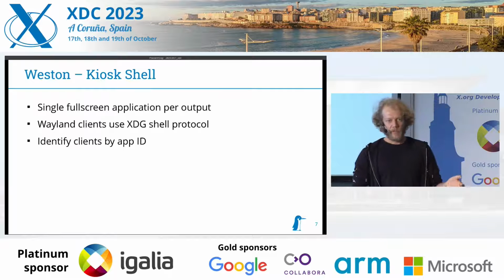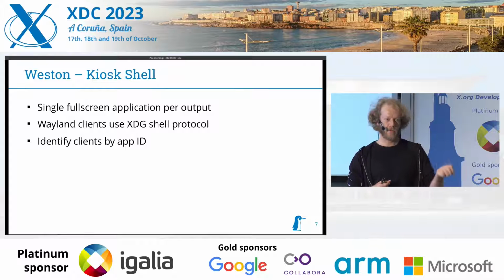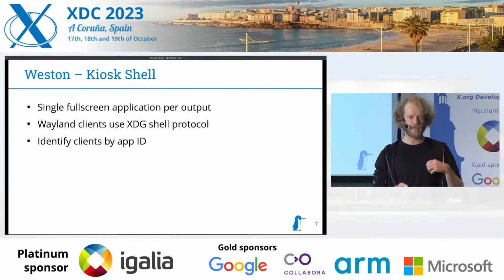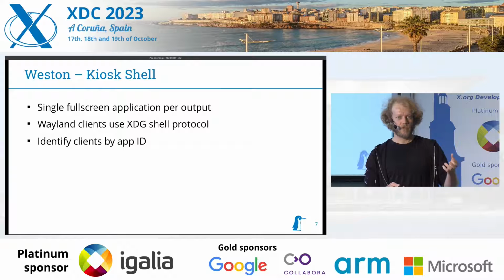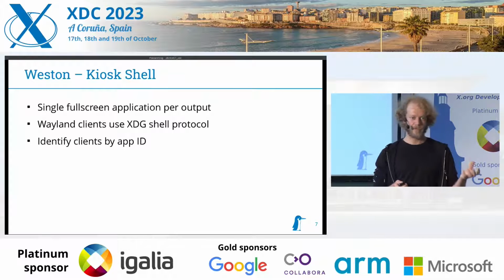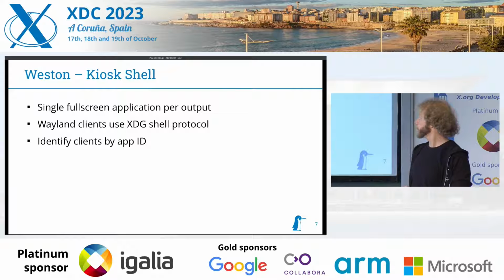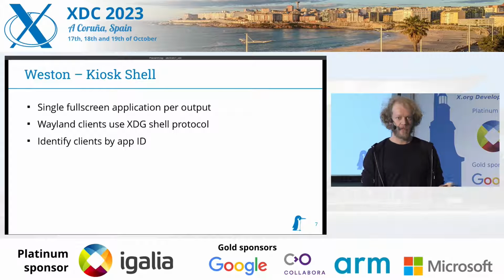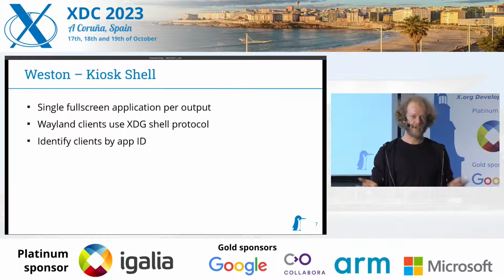It also works with multiple outputs. You can specify in the config which application is shown on which output. The applications are identified via app IDs, so you have a certain degree of control or are able to identify your application and do whatever you want to do with that. And the Wayland clients can use the XDG-shell protocol, so that's basically implemented by all of them. So clients just work.